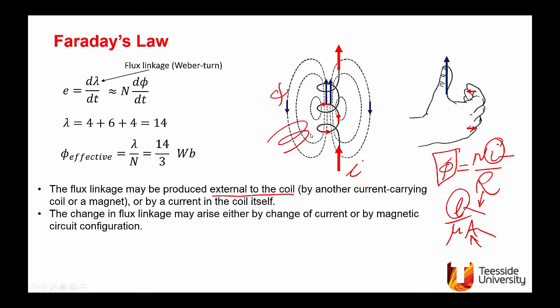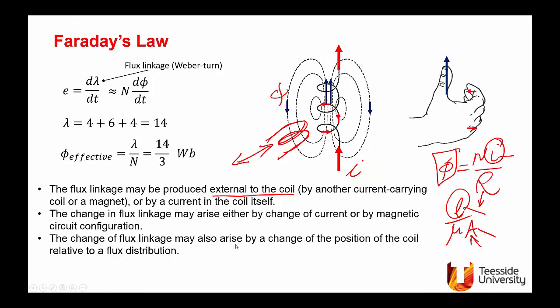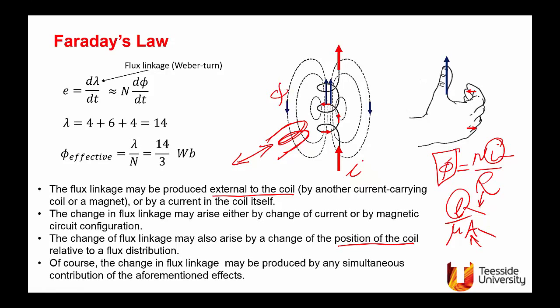Also, if you look at this red coil here, if I keep moving this coil closer to the flux lines and away from the flux lines like this, the flux linkage of that coil will change. So flux linkage changes can also be produced by the change of position of the coil. And of course, it can be produced by simultaneous action, i.e. the coil is moving, but the coil itself is carrying current that is changing with time. So it's a combination of the first and second mechanisms of change of flux.